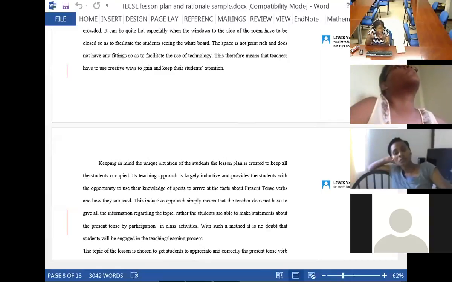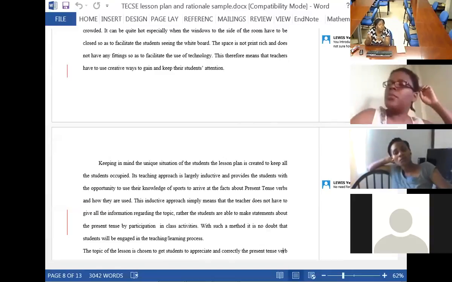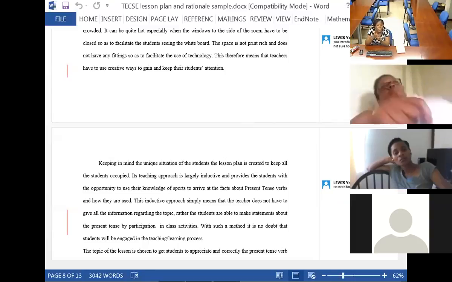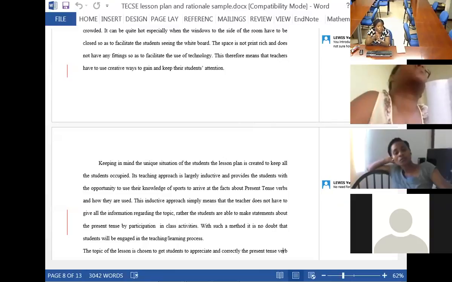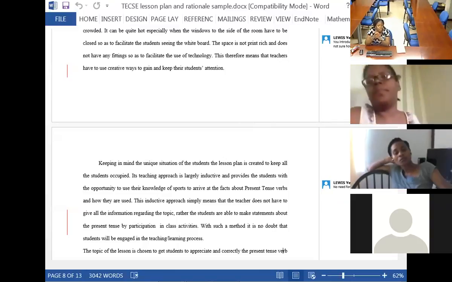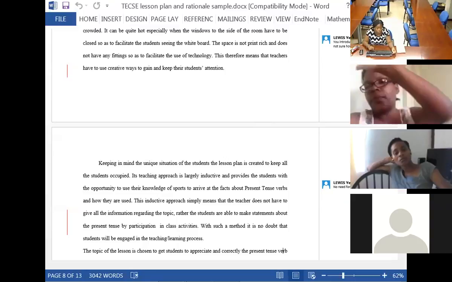Right? And then you may present them. Sometimes you may even have the students generate a rule themselves, and then you let them see how close they came to what the actual rule for the language structure is. So that is what this person is saying that they're using now. This inductive approach simply means that the teacher doesn't have to give all the information regarding the topic. Rather, the students are able to make statements about the present tense by participation in class activities. With such a method, it is no doubt that students will be engaged in the teaching or learning process.